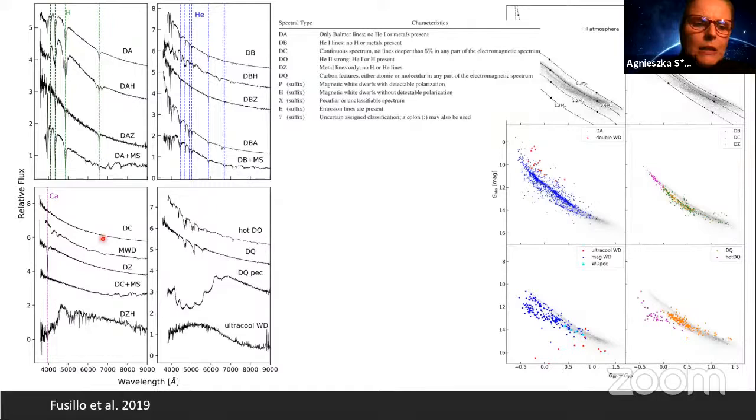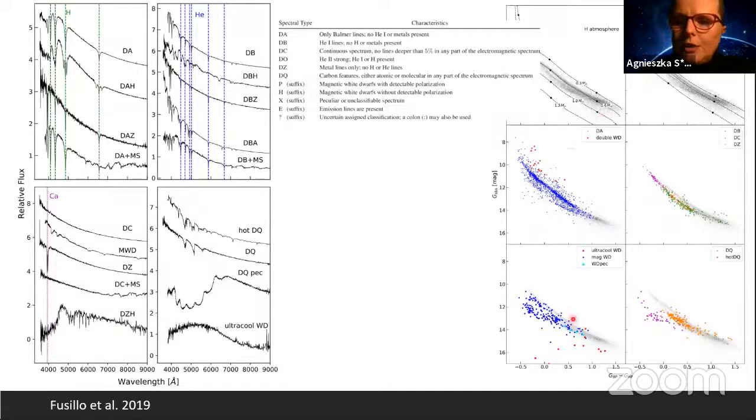And here you can see an example of the spectrum for a DC white dwarf. Basically, you don't identify any lines in their spectrum. Because they don't show any lines, you also cannot use the Zeeman effect to measure their magnetic field value. Therefore, we started to conduct this project on broadband linear polarimetry for DA, DB, and DC white dwarfs.